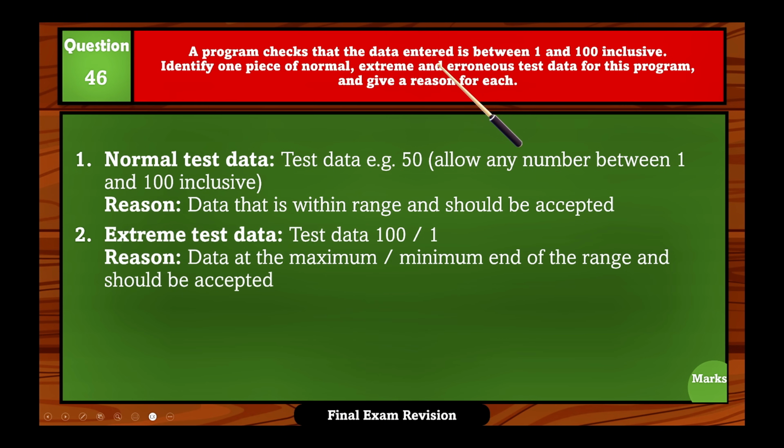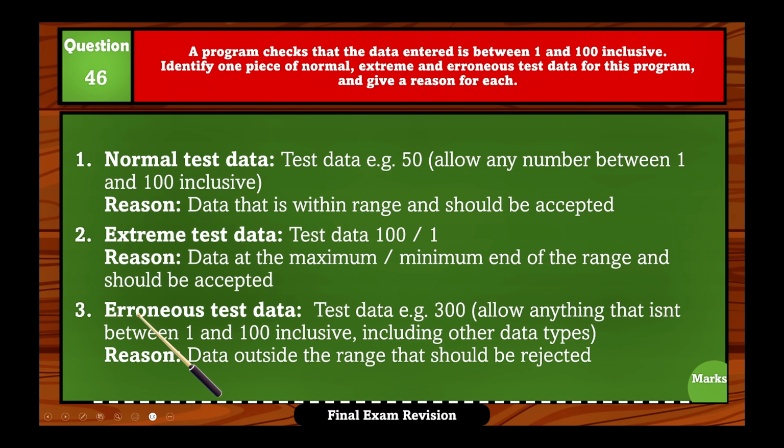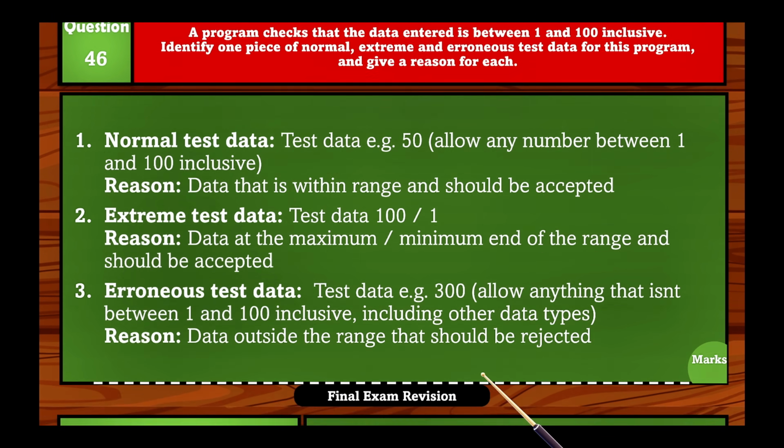Last one is a little bit trickier because you're going to see this word, erroneous test data. So this is the abnormal data. Then you just change the name. So erroneous test data or abnormal test data. The test data, for example 300, allows anything that isn't between 1 and 100 inclusive, including other data types such as chars, strings, etc. Reason: data outside the range that should be rejected.